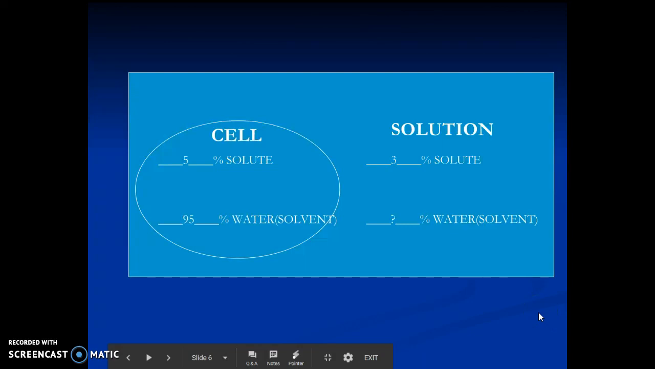When we go ahead and draw the scenarios that we're going to draw for which way water is going to move, when we have a cell in solution, we might also draw it this way. So go ahead and copy this into your notes. We need a box with a circle in it where you can write a percent solute, percent water, and then percent solute and percent water outside. So this is the cell and this is the solution. Hopefully that makes sense.